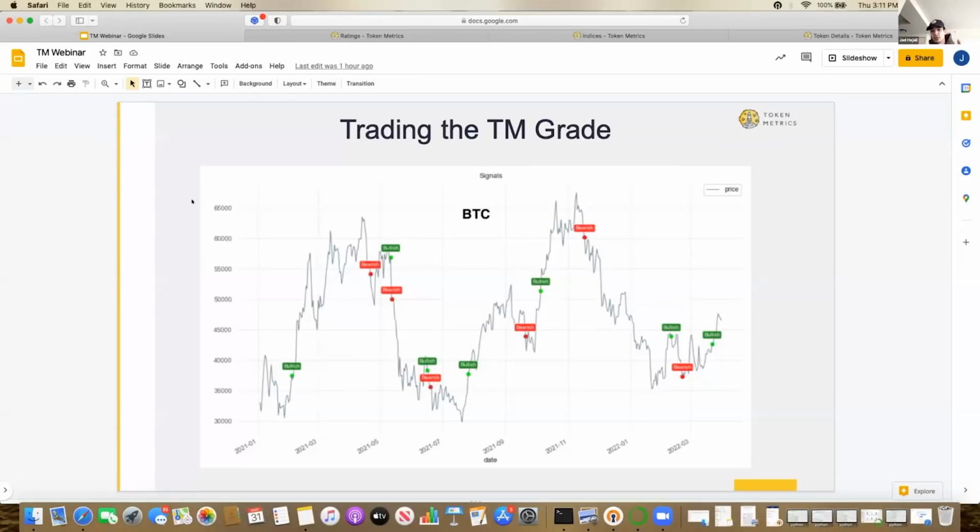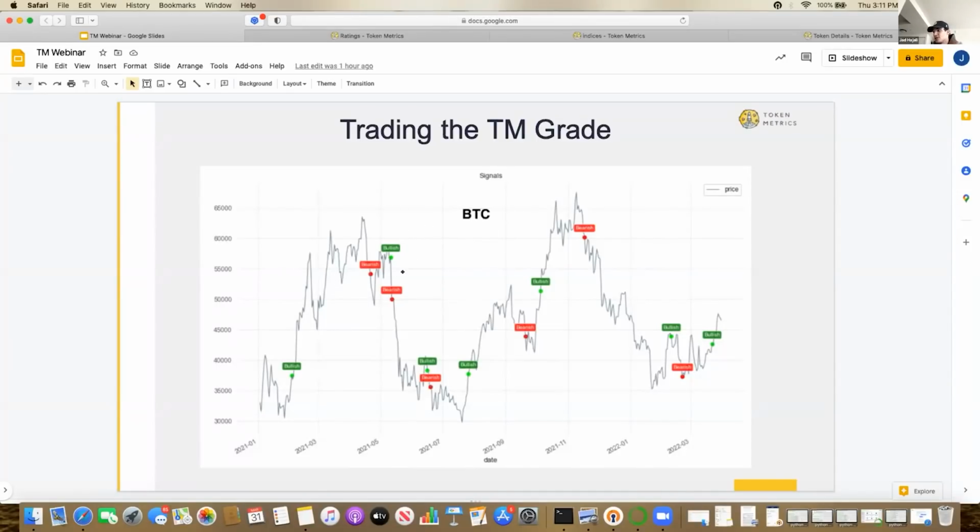So what we actually went ahead and did at Token Metrics is we backtested this very simple strategy. When a coin has a TM grade above 80, I want a buy signal. And when a coin gets a TM grade below 40, I want a sell signal. So this is the performance of these types of strategies. Very simple: buy when grade above 80, sell when grade below 40. And these would be the signals that you would get on Bitcoin, for example. So as you can see, it was pretty helpful.